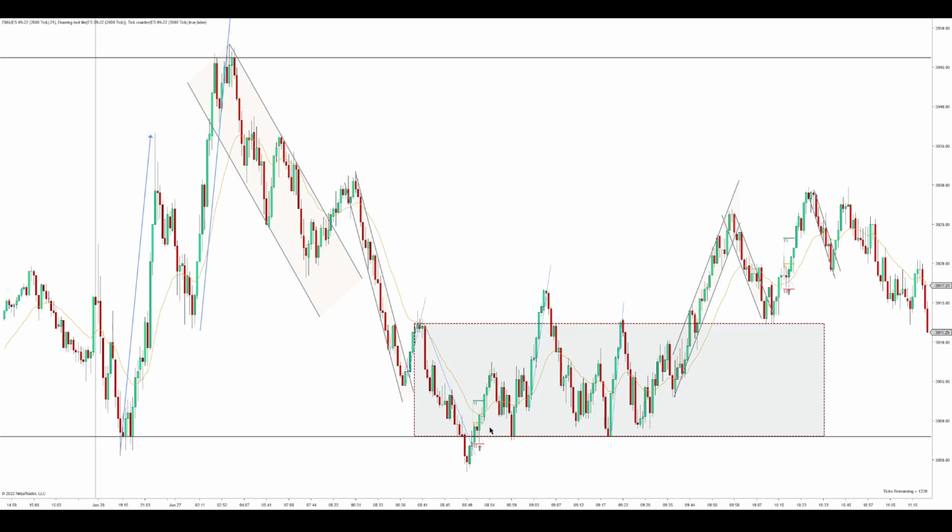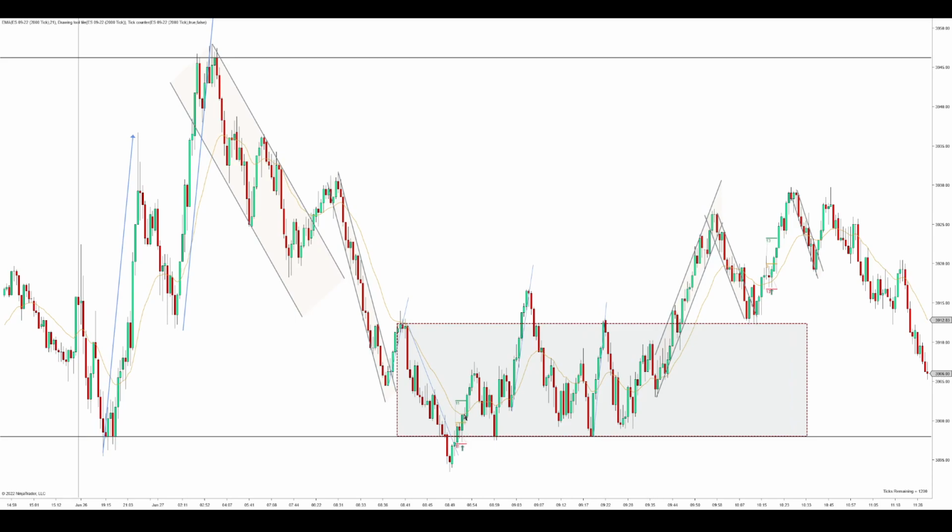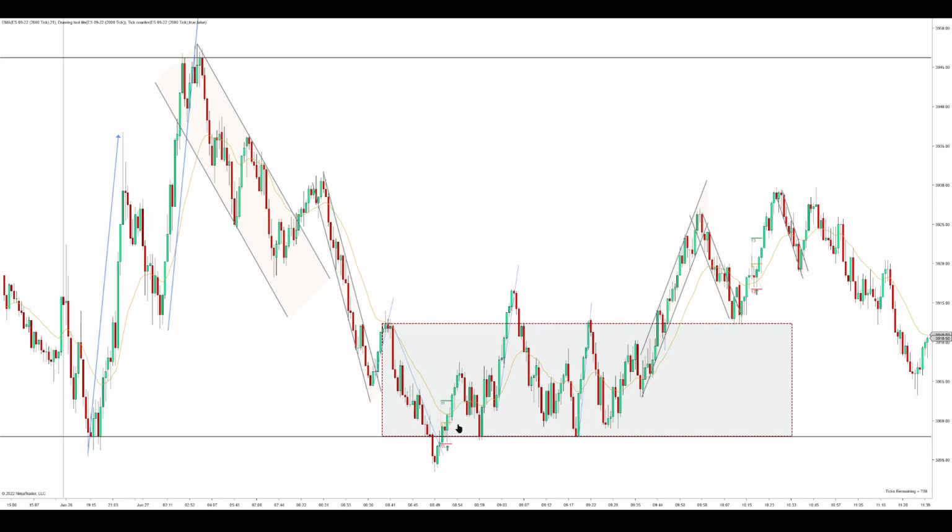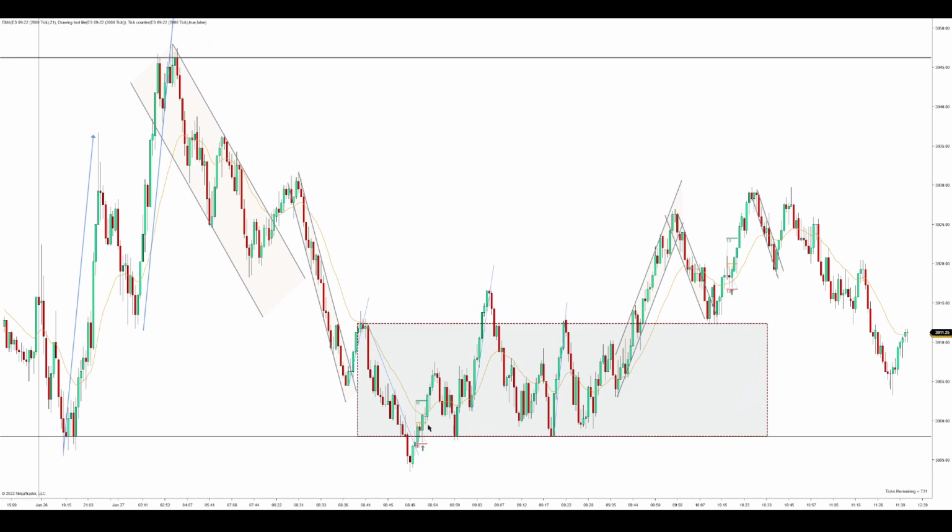But I thought it was fine because it was such a bullish bar, and it engulfed, and it was a higher low, and it was a fade. So I thought that it was alright to take. So got out at 11 ticks.